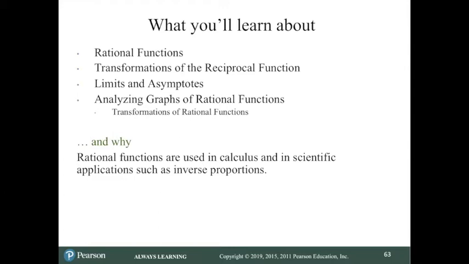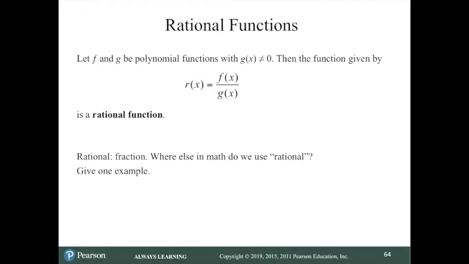So this is kind of the next step after polynomials, to look into what happens when we divide by a polynomial. And the reciprocal function is an example of a rational function because you have a fraction where you have a variable in the denominator. So rational functions are fractions with variables, polynomial divided by polynomial. And that's actually what we're going to start with.